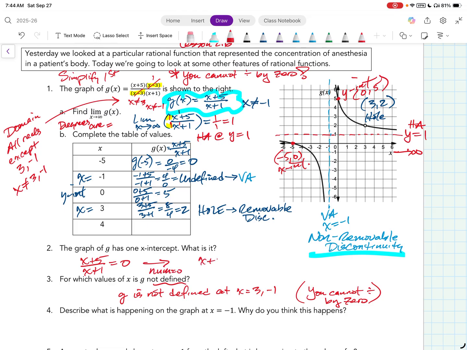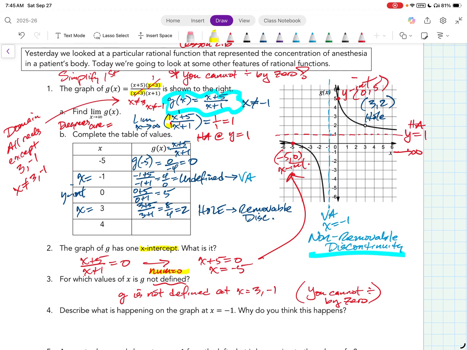And so if you take x plus 5 and set it equal to 0, you're going to get x equals -5. And that, my friends, is the x-intercept. So a fraction is equal to 0 when the numerator equals 0. It's a key concept, and that's how you find an x-intercept. So I'm going over all the learning targets right now. To find an x-intercept, you set the numerator equal to 0.